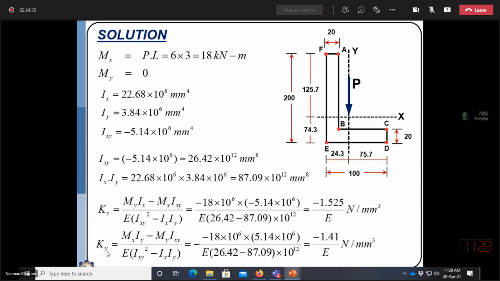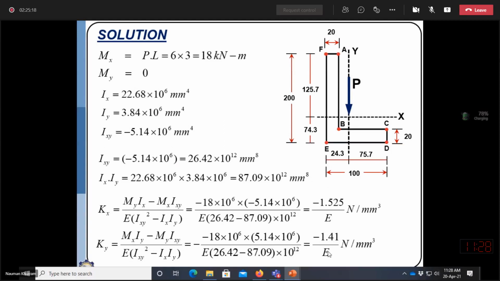Similarly, you can determine curvature in y direction, which is a function of the moment about x-axis. After substituting the values, actually this sign is coming from here. This minus sign is with this product moment of inertia. Exponent 6 from here and 6 from here will cancel with exponent 12, and the resultant answer coming from this equation will be minus 1.41 over E.